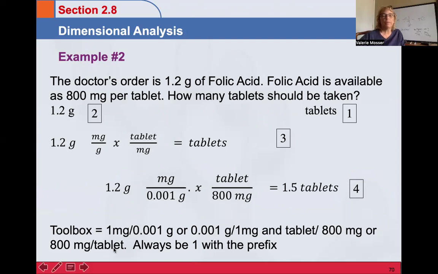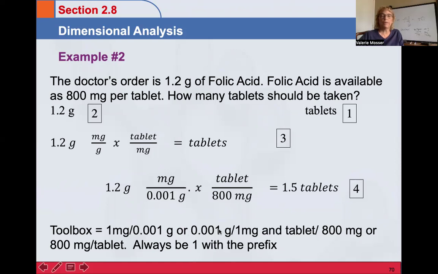Now we can use our milligram per tablet part of the toolbox, where we put the milligrams on the bottom and the tablets on the top. So now we can cancel out our grams, we can cancel out our milligrams, and we have tablets at the end. Finally, in this step, we put our numbers in. Milligrams to grams is a metric conversion that we've seen before. 1 milligram over 0.001 grams, or you could write it the other way, 0.001 grams over milligram. And then our other toolbox is tablets over 800 milligrams or 800 milligrams per tablet.